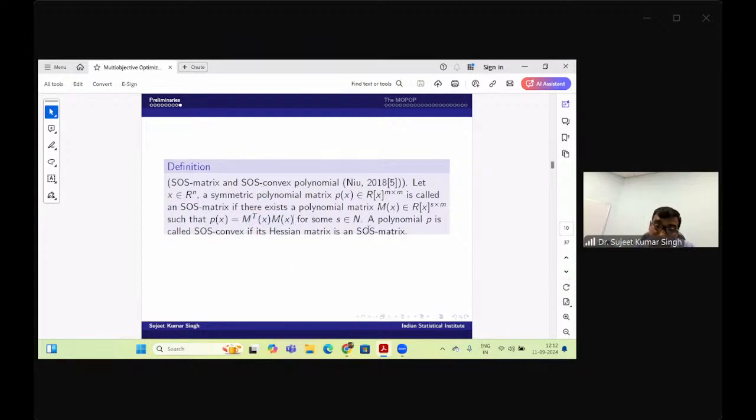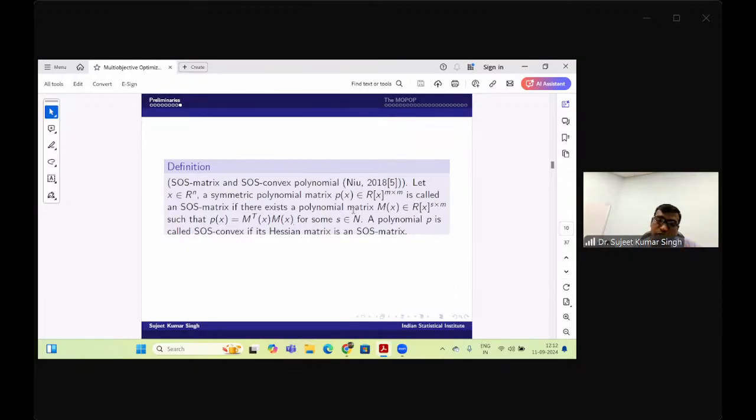And if the Hessian of a polynomial is an SOS matrix, then that polynomial is called an SOS convex polynomial. So instead of just checking the convexity of a polynomial, we will check its SOS convexity, and that basically ensures the convexity of the polynomial, because SOS convexity is a stronger condition than convexity itself. But checking SOS convexity is more tractable than convexity itself, because checking convexity is a hard problem if the polynomial is of more than degree 4.